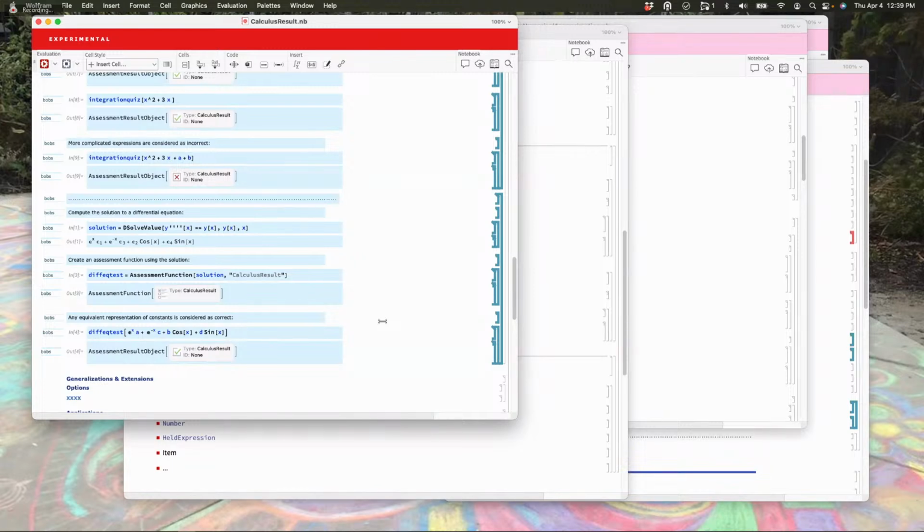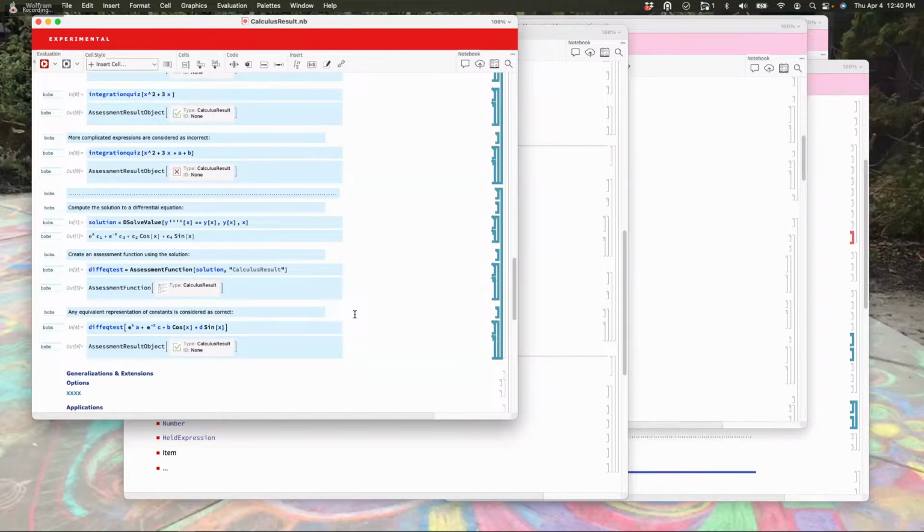Right, but you don't have to have the same C1, C2, C3. You can have different C values, or you can just use A, B, C, D, as long as it's not X. You can't use X, obviously. You can't have D and D instead of D and C. That sounds fine to me.